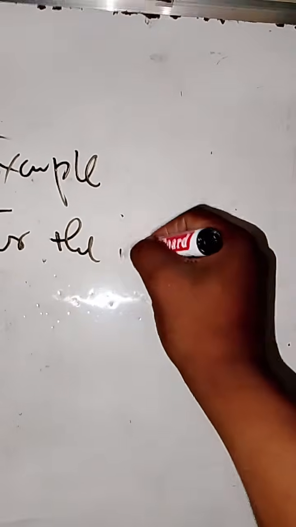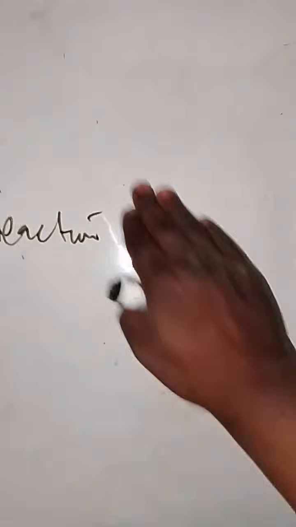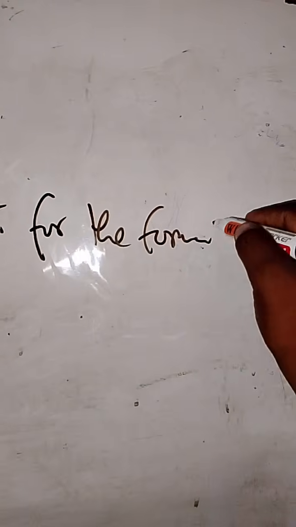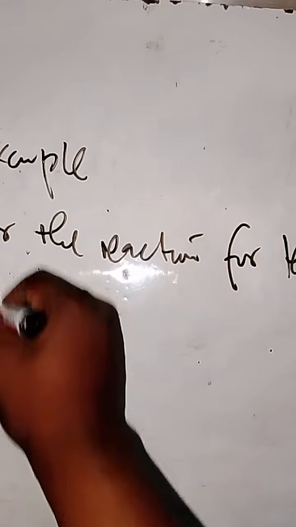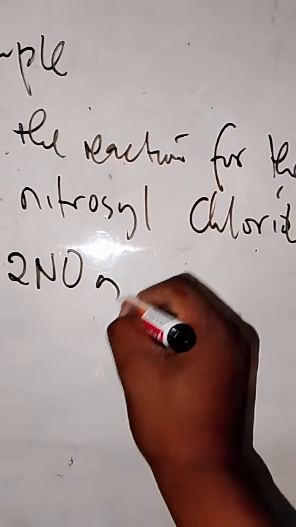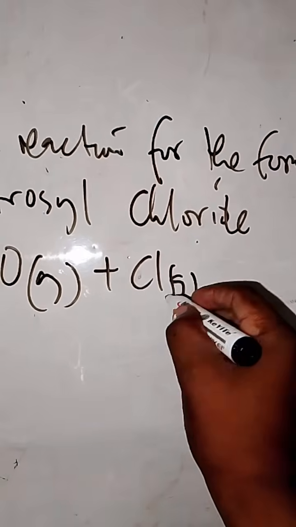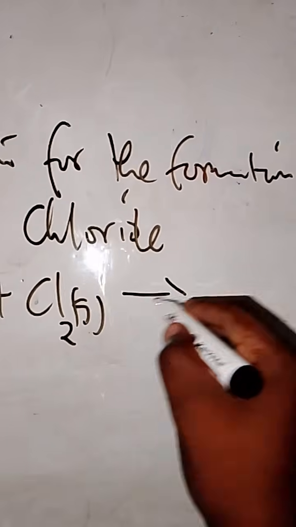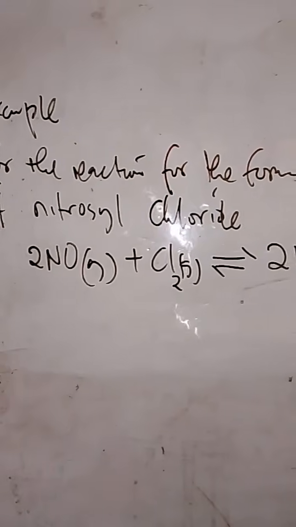Okay, so let's have another example. For the formation of nitrosyl chloride, this is the equation: 2NO plus chlorine forms nitrosyl chloride, NOCl gas.